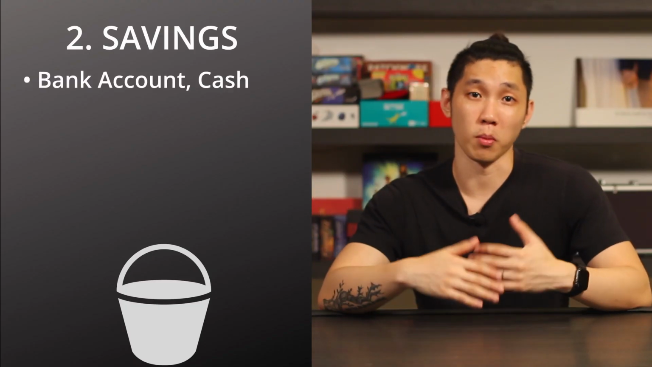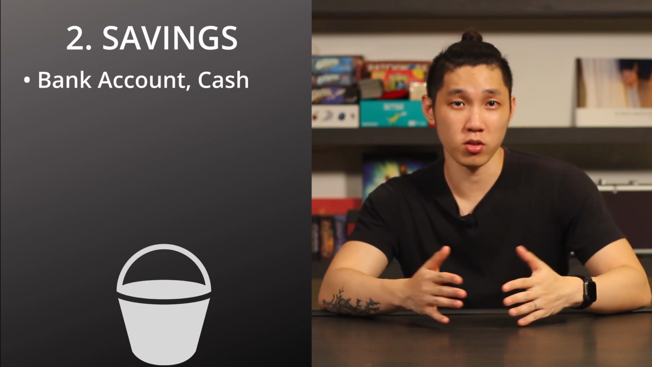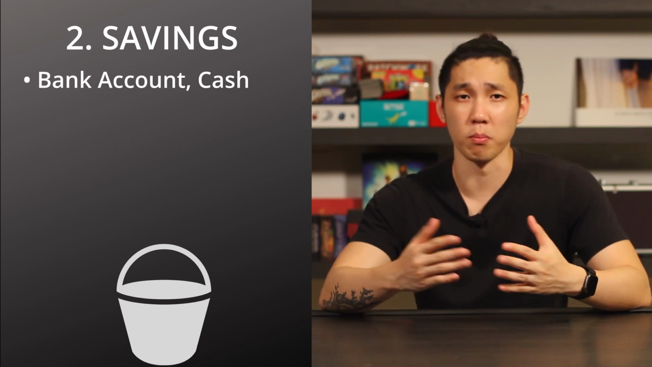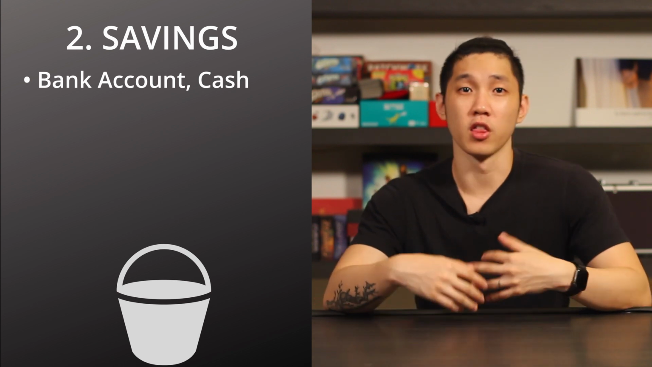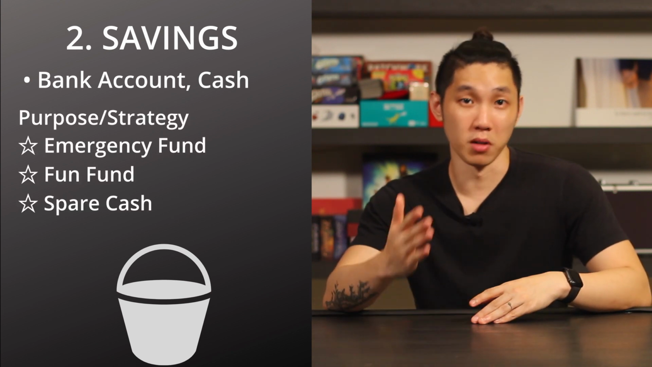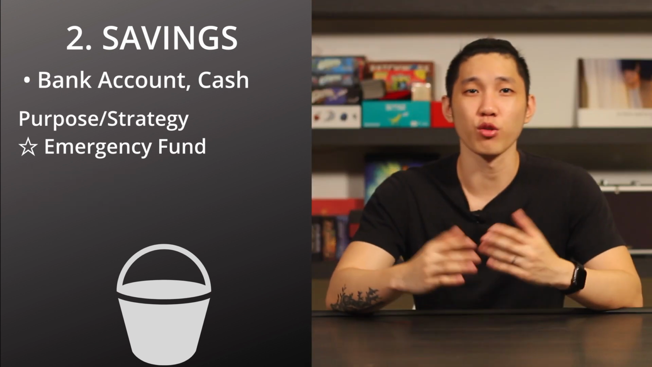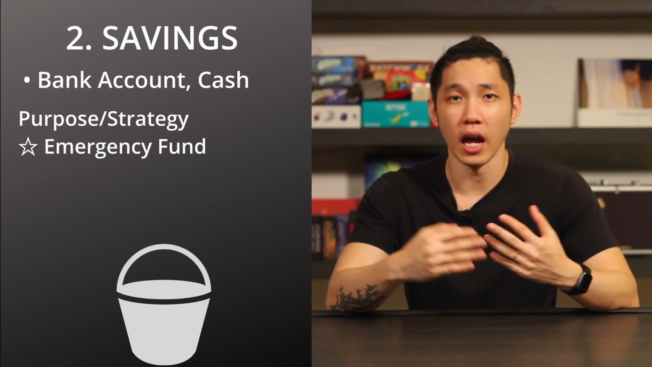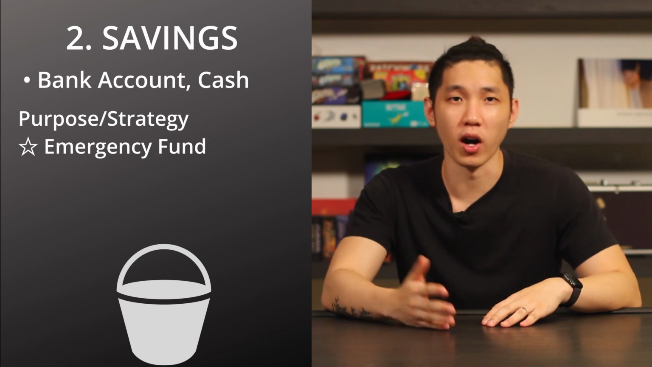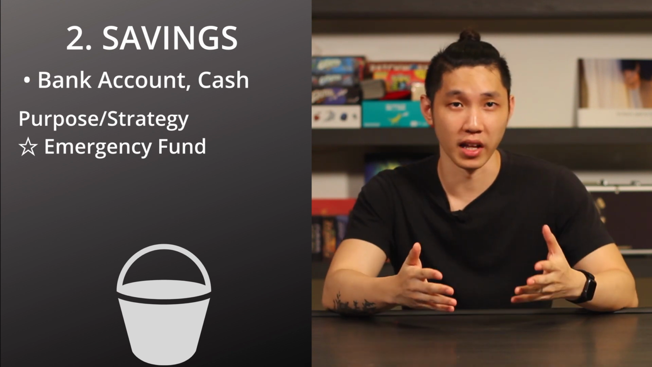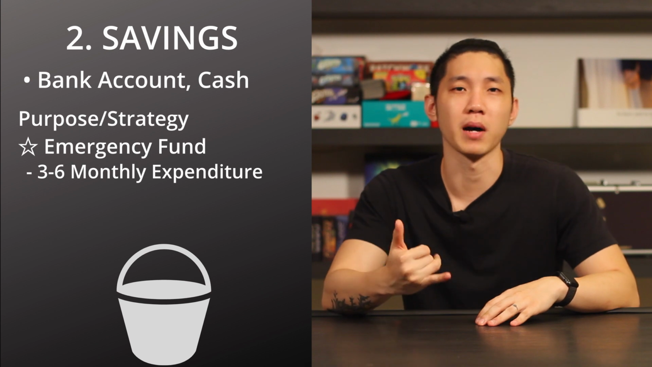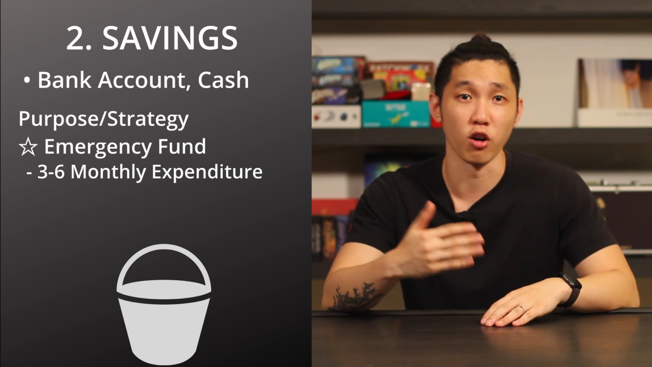The second bucket has to do with savings. This involves things like your bank account or anywhere that you will store cash that is liquid or basically easily accessible. The purpose of this bucket is to store your emergency fund, spare cash, and your fun fund. So first off, emergency fund. Everyone, and I mean everyone, must have an emergency fund. This is typically 3 to 6 months of your expenditure saved up for a rainy day.